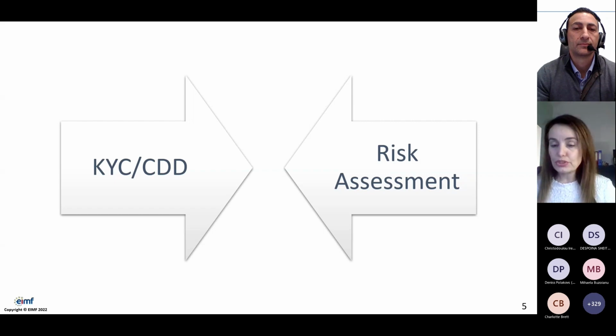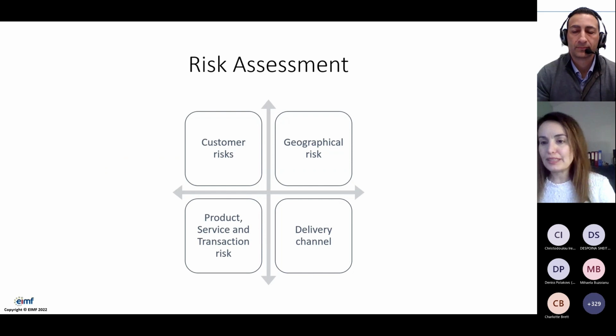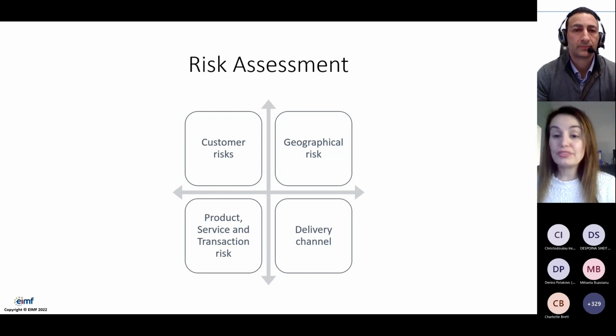The onboarding questionnaire has some information which we use to perform risk assessment. And now, on the next slide, we are going to see what we mean by risk assessment. It means to be able to identify relevant risks that may be associated with a customer. So we have the customer risks.